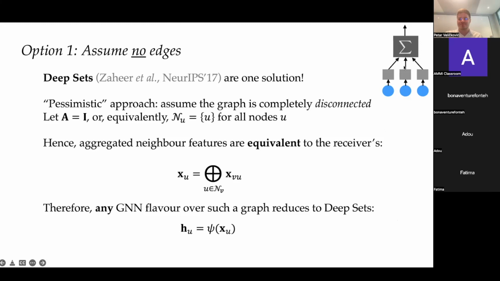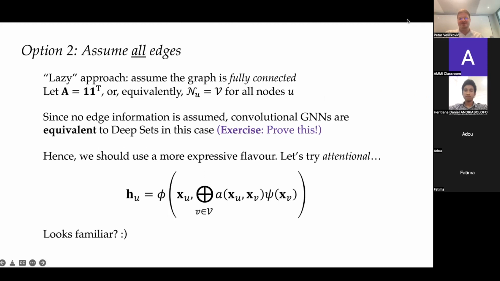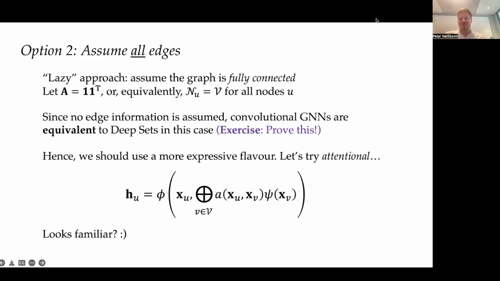Maybe we can try to think that there are edges connected to everything. Yes, exactly. So all connected to all, as someone also wrote in the comments. And that's exactly the case. So the converse approach is you can take the lazy approach where you just assume everything is connected to everything, which in matrix terms means that you set your adjacency matrix to be equal to all ones multiplied by the transpose of all ones, or equivalently, the neighborhood of every node is all the nodes.